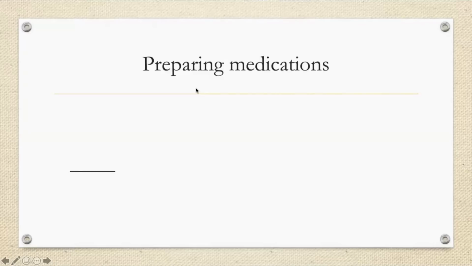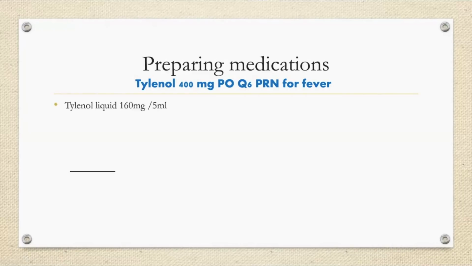When you prepare medications, we've got that Tylenol 400 milligram PO. We go into the IV room or to the medication room and we get in the Pyxis and we pull out a cup and it says Tylenol liquid, 160 milligrams per 5 mLs. So I want 400 milligrams. So how much do I pull up?